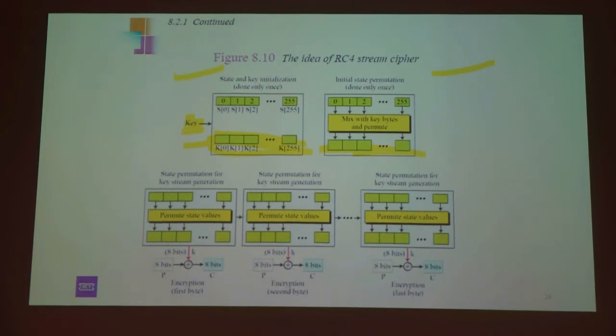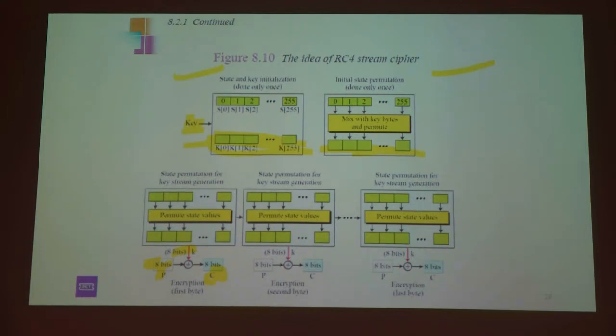So we have, for example, a byte in here, which is 8 bits. You have to encrypt it with a key. What is the size of the key? 8 bits, and it's going to give you the cipher, right? Where are you going to get the key? From this box in here, which is the state permutation key.